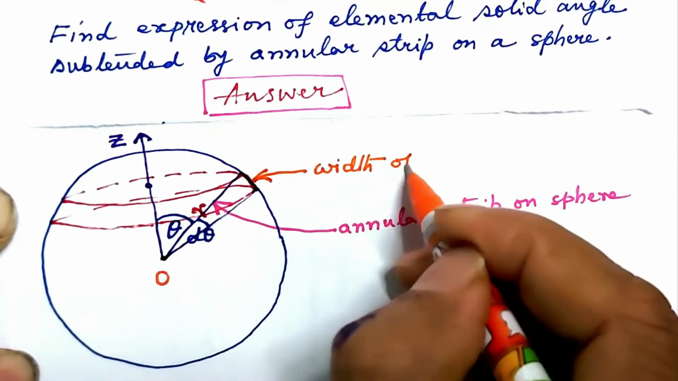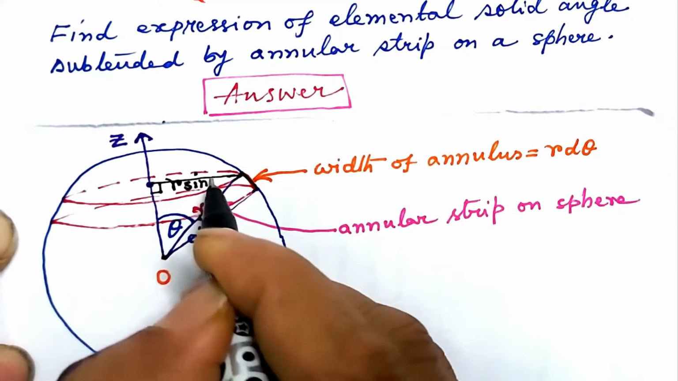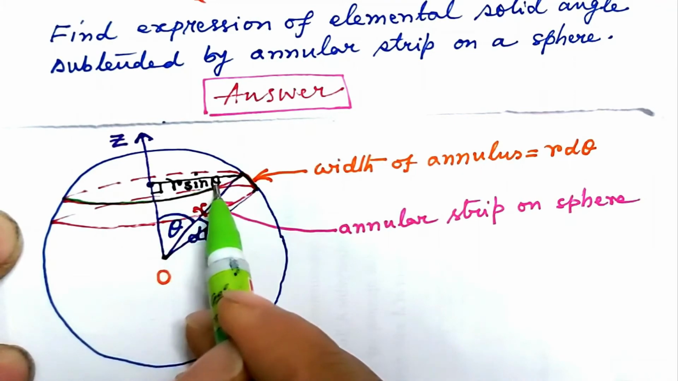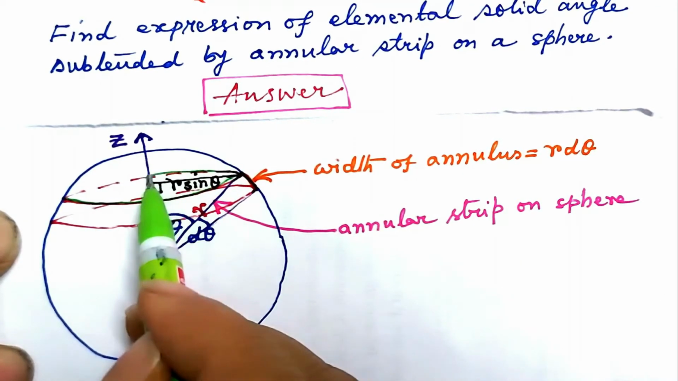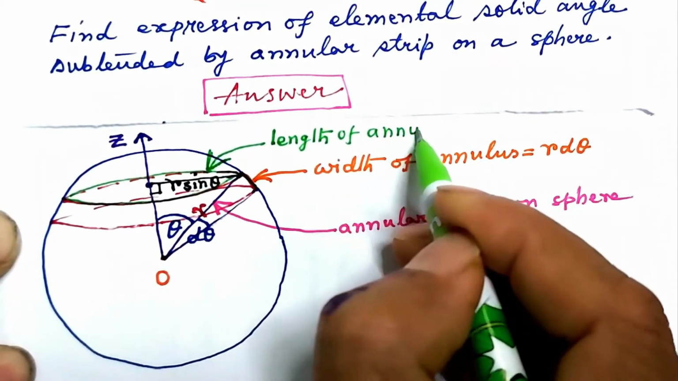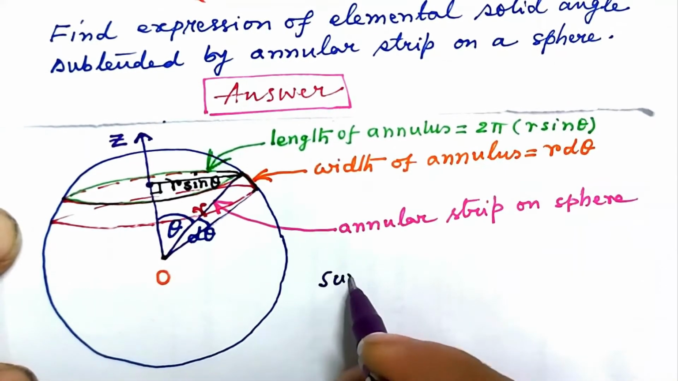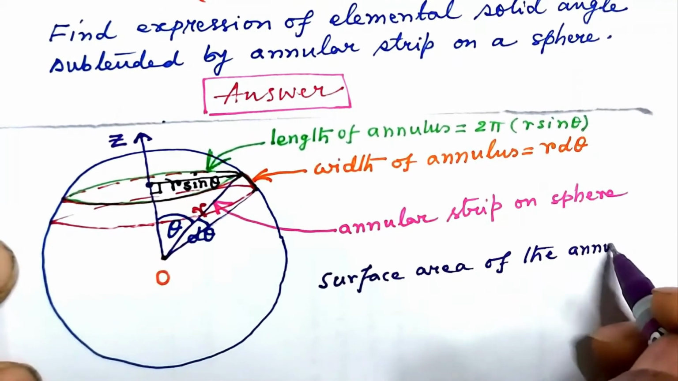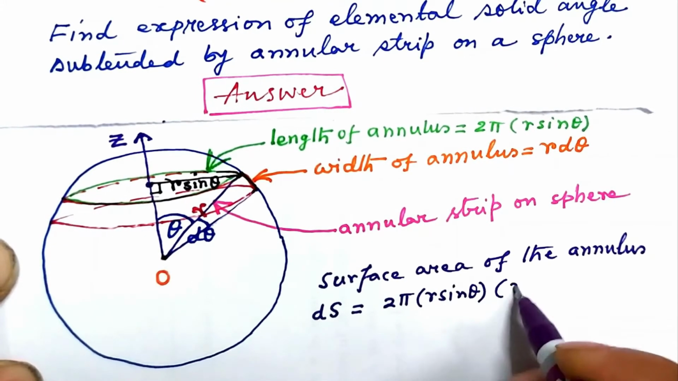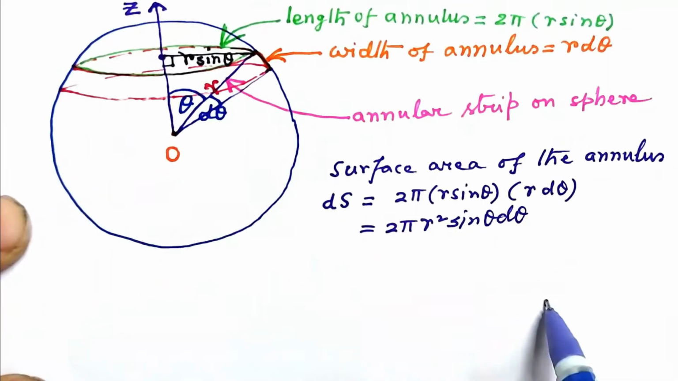So the width of the annular strip is r d theta. This distance is r sine theta, the radius of the circle. We now will write down the length of this circle, that is the circumference of this circle, which is the length of the annulus or annular strip. It is 2 pi into the radius r sine theta. Clearly, the surface area of the annulus is ds equal to 2 pi into r sine theta multiplied by r d theta, which is 2 pi r square sine theta d theta.